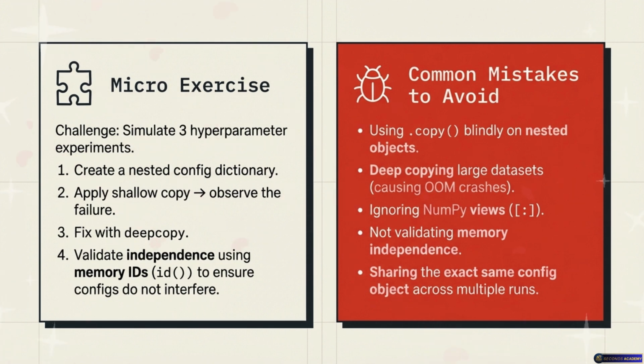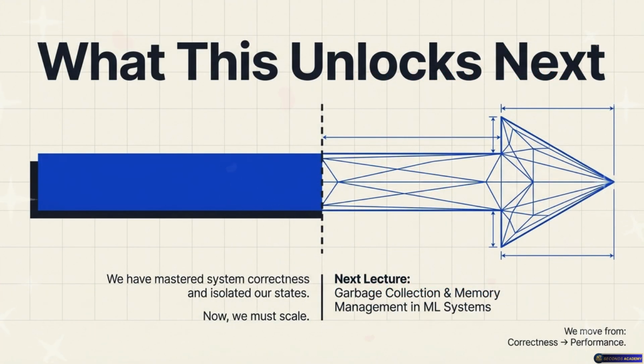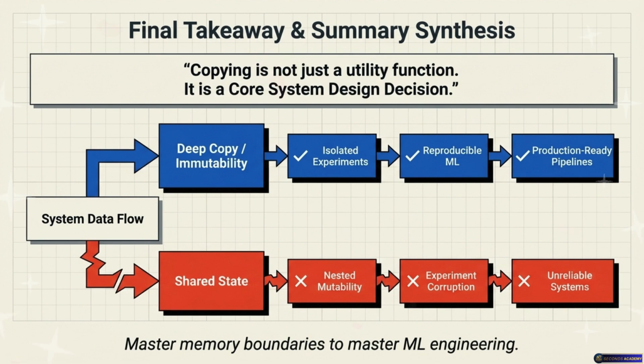Now that we've locked down the correctness and isolation of our systems, we have to deal with the consequences of creating all these independent objects. Oh yeah, the cleanup. Right, because if you follow these rules, you are going to have a massive amount of data floating around your RAM. In our next lecture, we are moving from correctness to performance as we tackle garbage collection and memory management in ML systems. It is the unavoidable next step. Once you master creating independent memory safely, you have to master how the Python interpreter cleans it up so your server doesn't catch fire.